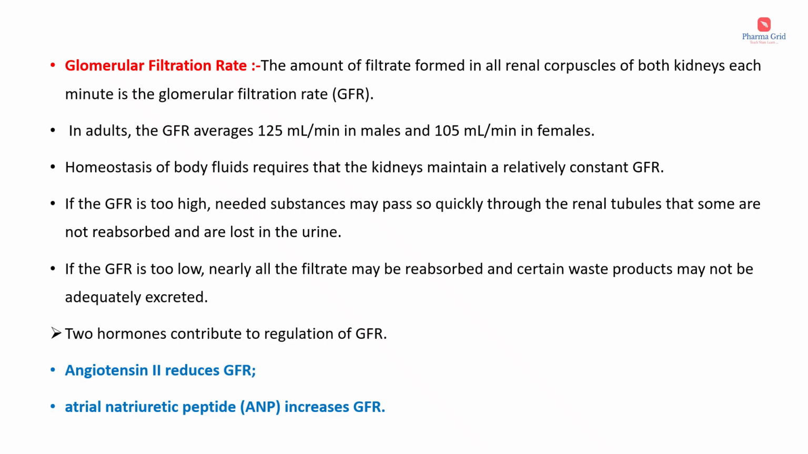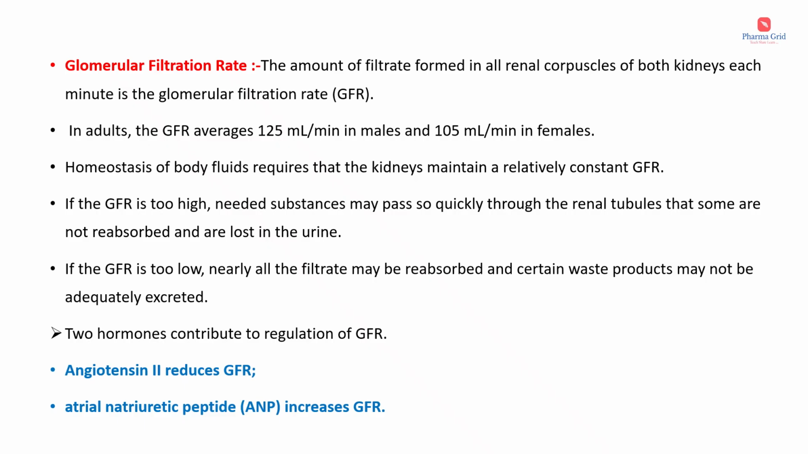If the GFR is too high, needed substances may pass so quickly through the renal tubules that some are not reabsorbed and are lost in the urine. If the GFR is too low, nearly all the filtrate may be reabsorbed and certain waste products may not be adequately excreted. Two hormones contribute to the regulation of glomerular filtration rate, that is angiotensin 2 and atrial natriuretic peptide, which is denoted as ANP.